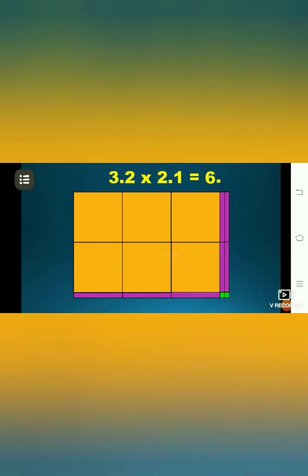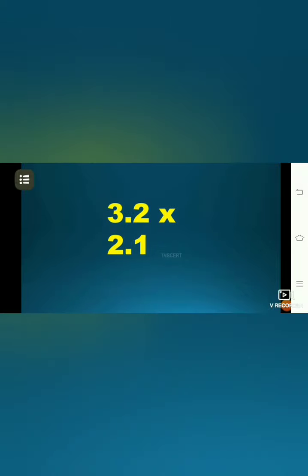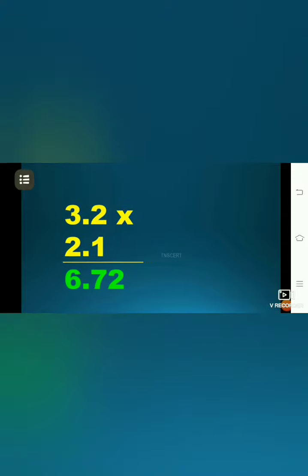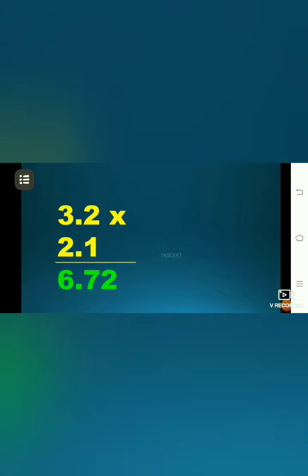We have 7/10 and 2 small green squares where each represents 1/100 of the whole. So 200. The entire area model represents 6 wholes, 7/10 and 200. So 3.2 times 2.1 is 6.72. Decimal multiplication is similar to the multiplication of whole numbers.